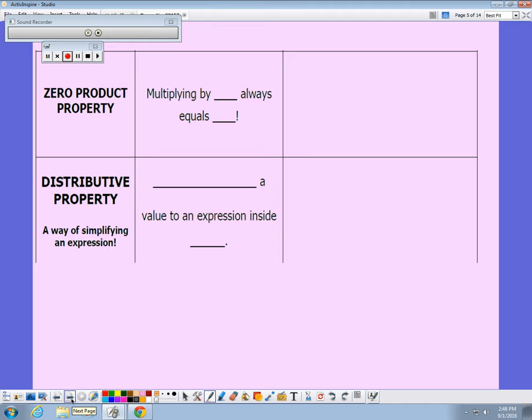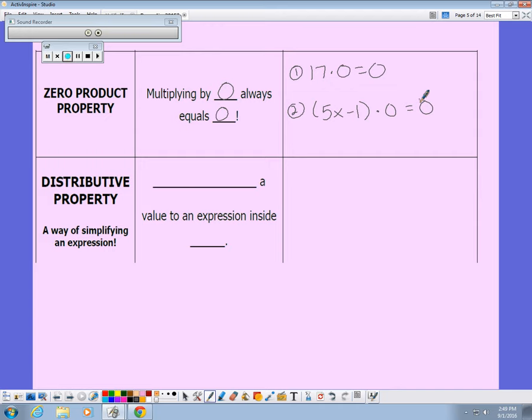Our next property is the zero product property, and it says that multiplying by 0 always equals 0. So 17 times 0 equals 0. 5x minus 1 times 0 equals 0. Anything times 0 is 0.